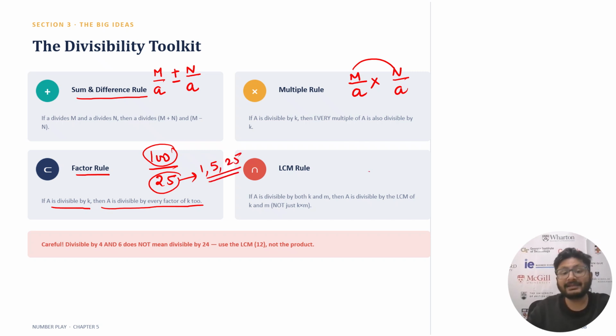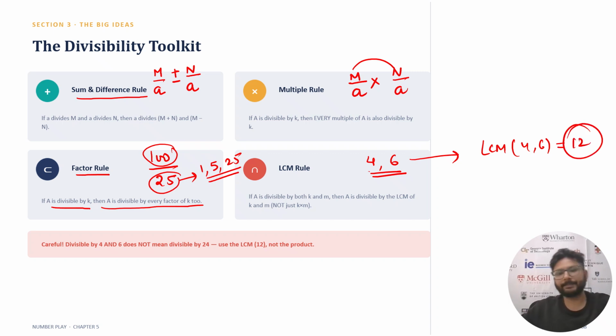And finally, the LCM rule. If A is divisible by both K and M, then A is also divisible by the LCM of K and M. So let's say I ask you, just give me a number which is divisible by both 4 and 6. Then the number should be a multiple of the LCM of 4 and 6, which is equal to 12. So 12 is the least possible number which is divisible by both 4 and 6.